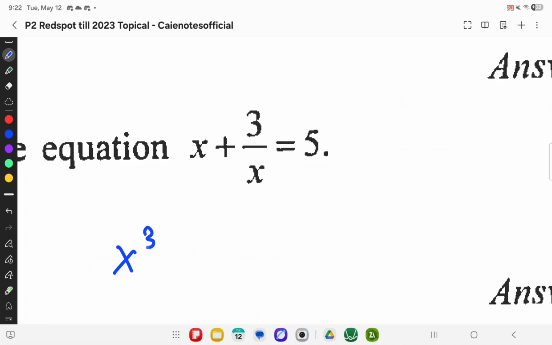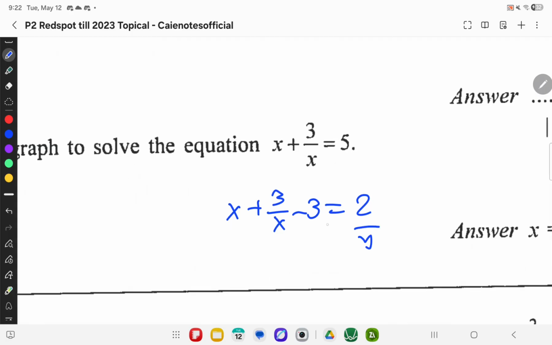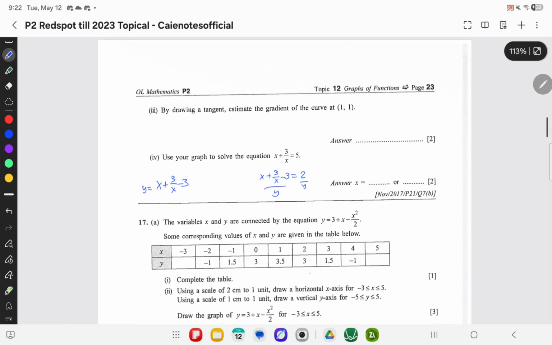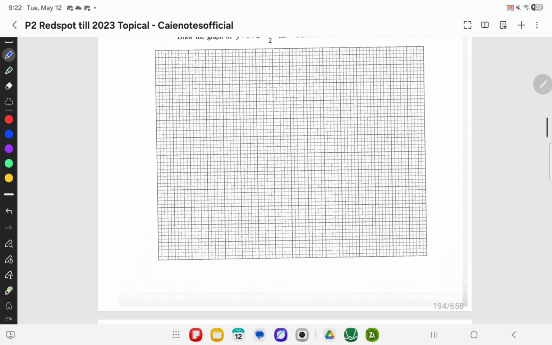Okay, like how we fight for our rights. We minus 3 on both sides, we get a curve, and we get a linear in here. Linear as in this, blah blah blah. This is y, this is also y. Draw y is equal to 2, and you will be done for life.